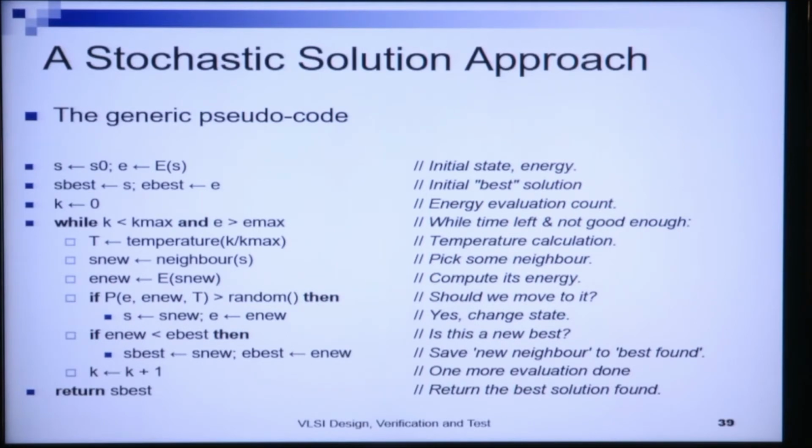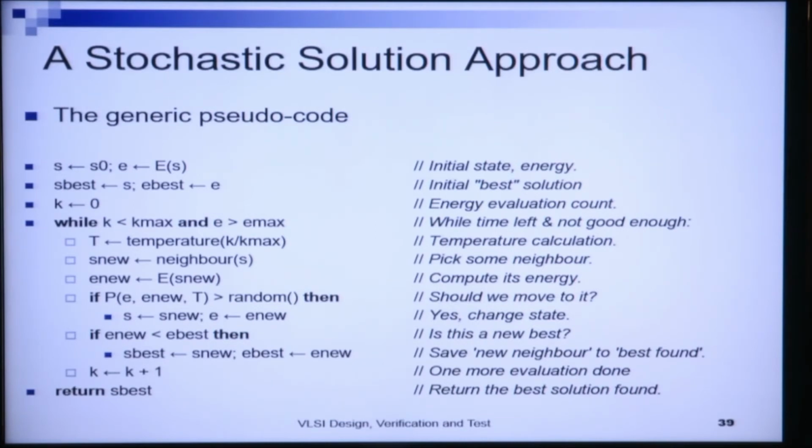So when k by k max is very low, the temperature becomes very high. Now I make a move. After I make a move, I get a new solution which is denoted S new. So S new equals the neighbor of S. From S I make a move, and that move is either a merge or a split. That merge or split gives me a new solution, S new, and I have a corresponding energy cost or an area cost, which is given by E of S new.